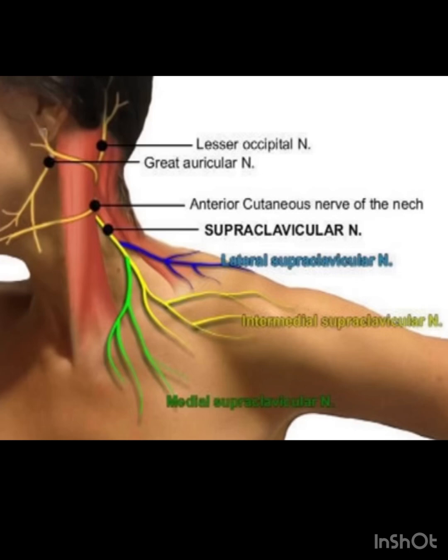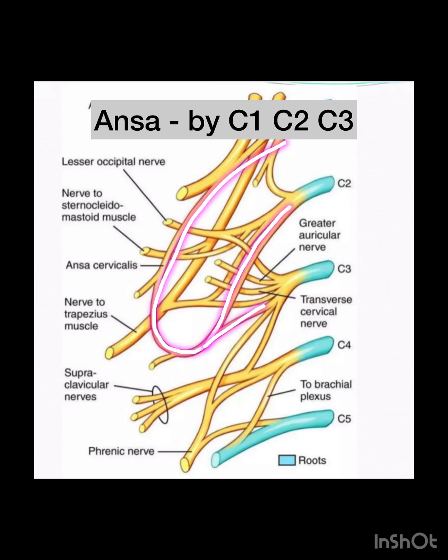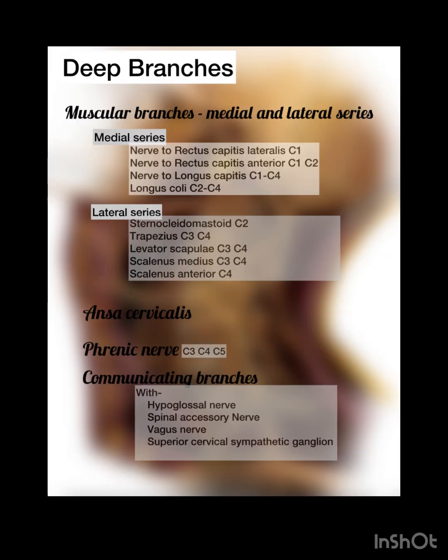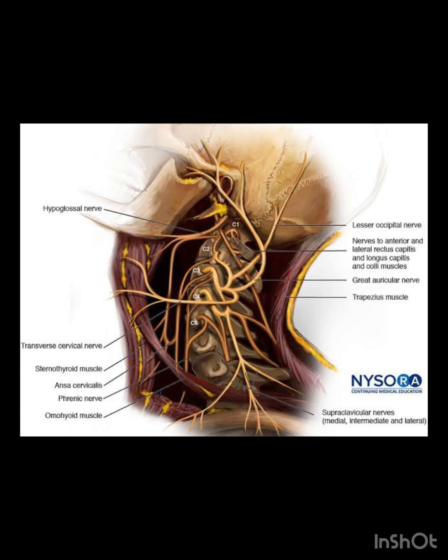And now if we talk about the deep cervical plexus or the deep branches, it includes muscular branches, ansa cervicalis, phrenic nerve, and the communicating branches. I'm not going deep into the deep cervical plexus because it is not our topic. But here is an important point to note: the cervical plexus has communicating branches with the cranial nerves, including the hypoglossal nerve, spinal accessory nerve, vagus nerve, and the superior cervical sympathetic ganglion.